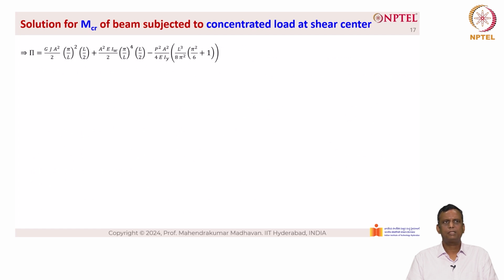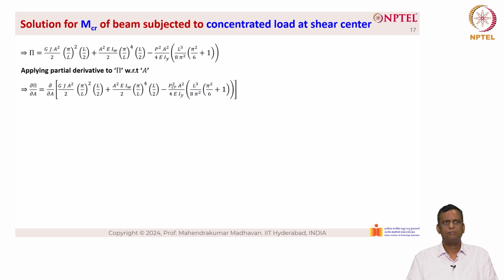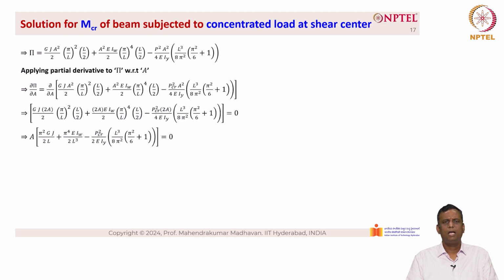Now when we differentiate this pi value with respect to A, we have an equation which has to be equal to 0. Now we can take A common outside and we get this equation here. For non-trivial solution, we should know that A not equal to 0. This means that the values inside the bracket should be equal to 0, which is pi square GJ by 2L plus pi power 4 EIW by 2L cube minus P critical squared divided by 2 EIY into L cube divided by 8 pi square into pi square by 6 plus 1 bracket close should be equal to 0.